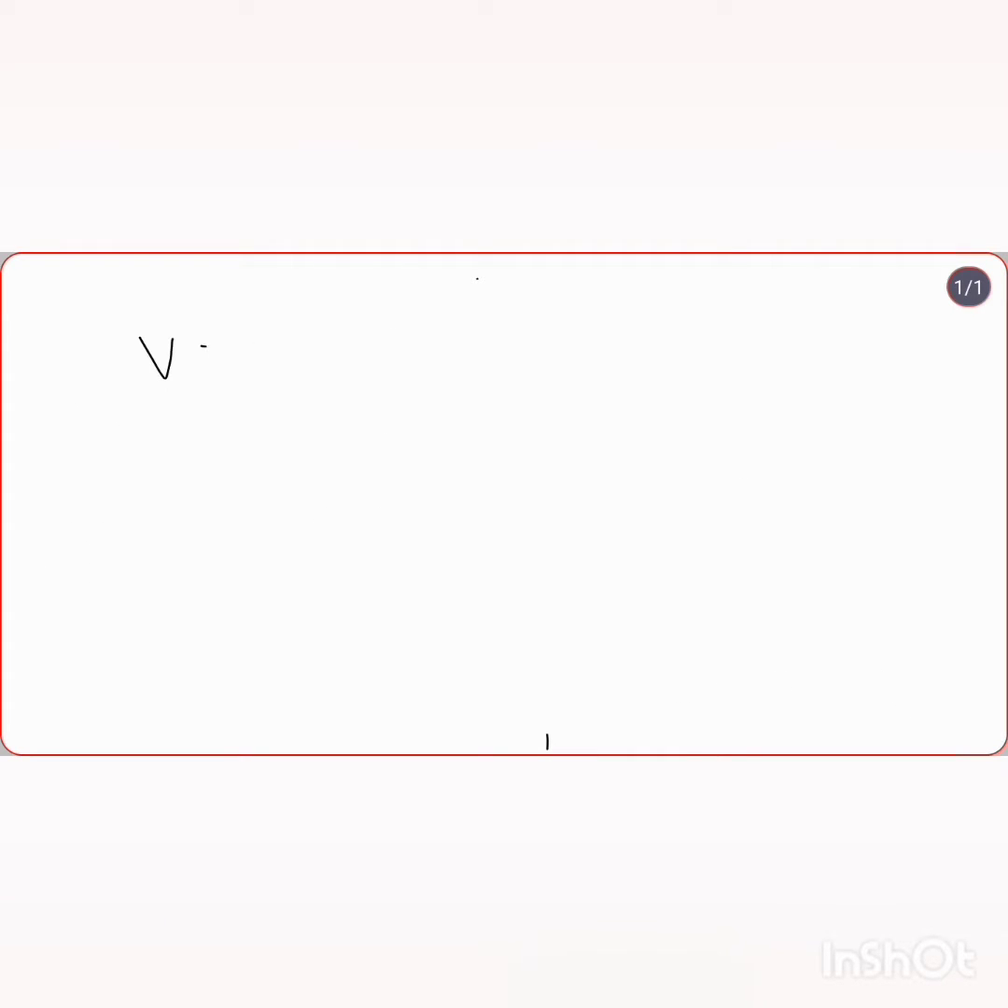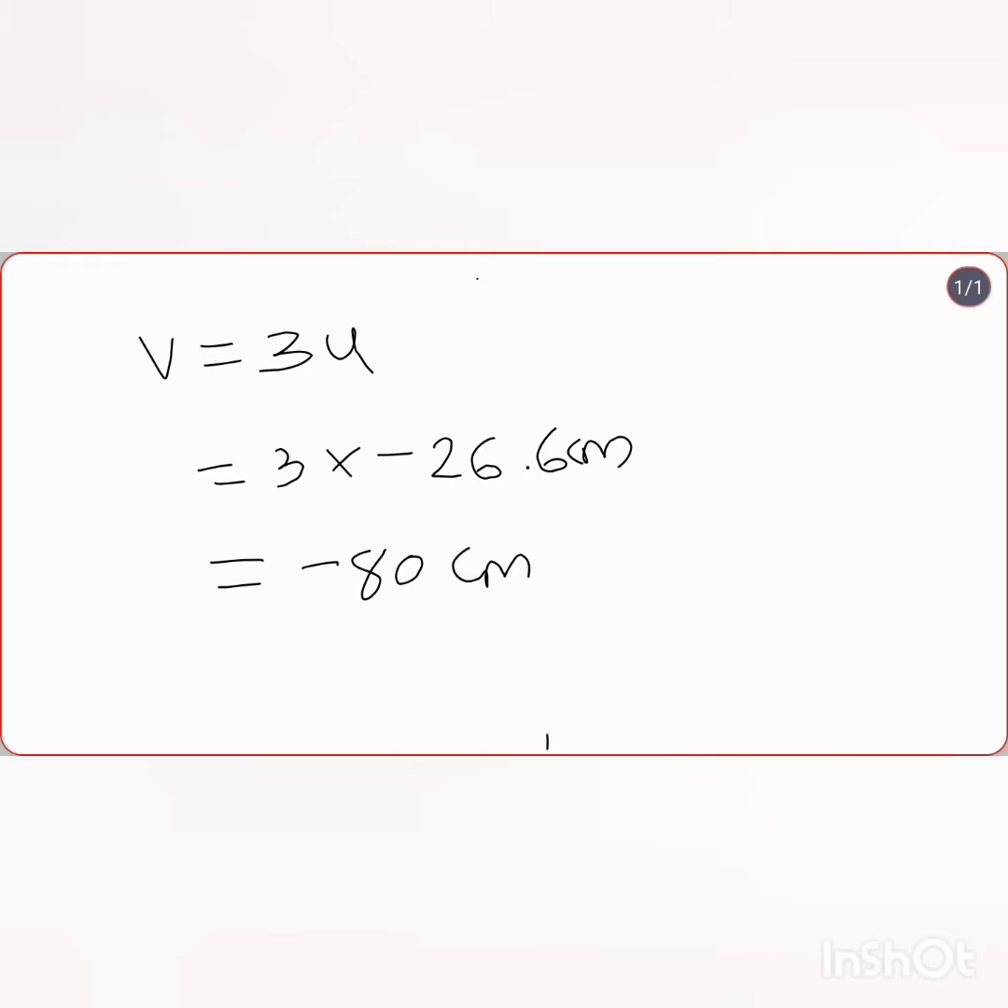Now we have to calculate v is equal to 3u, which is equal to 3 into minus 26.6 centimeter, which is equal to minus 80 centimeter. That is, when the image is real, the image distance is minus 80 centimeter. From the concave mirror, that is, on the left side of the concave mirror, the image distance will be 80 centimeter.